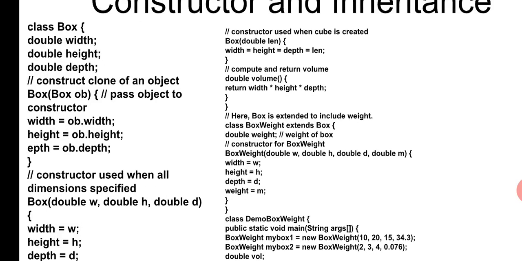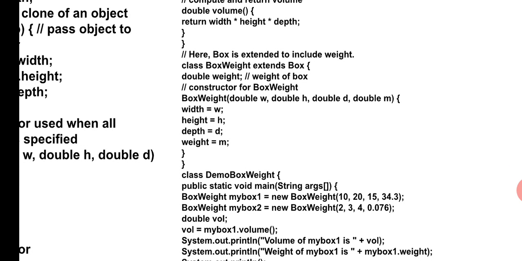Now you can concentrate on extending the things. See here, class BoxWeight extends Box. So now you are extending, or inheriting, the properties of class Box. Now you have one variable, double weight, the weight of the box. Now the constructor of BoxWeight. See here, BoxWeight will take how many parameters? 4 parameters: w, h, d and m.